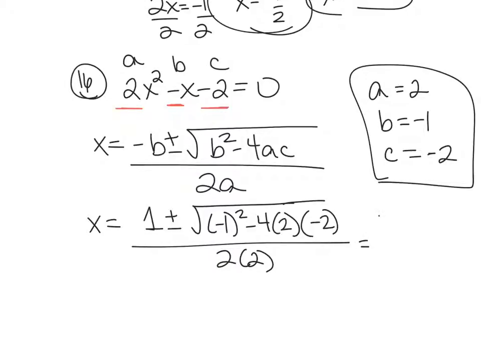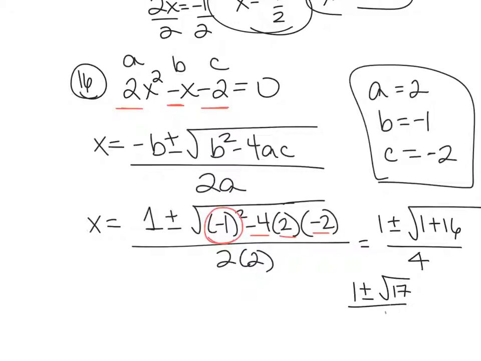So then 1 plus or minus the square root. 1 squared is 1, minus 4 times 2 is 8 times negative 2, negative 16. So minus negative 16, it's actually plus. So it's 1 plus 16 all over 4. Then finally we have 1 plus or minus the square root of 17 over 4. We are done because there are no numbers in common. You can't simplify those anymore. So that is your final answer for this problem.